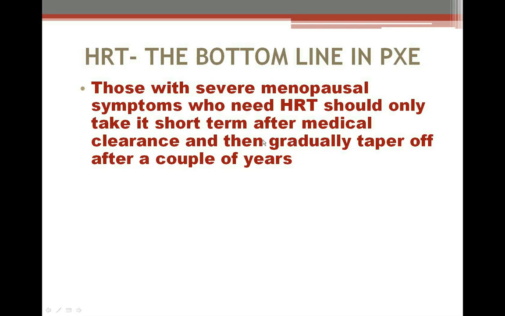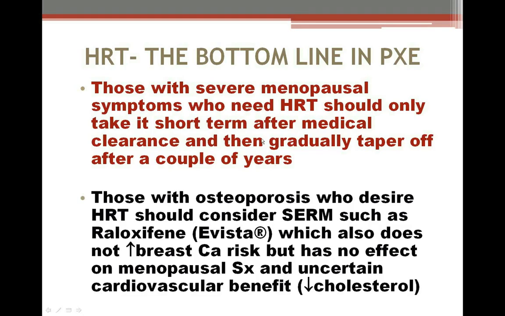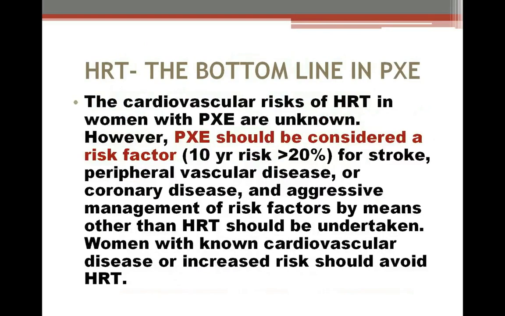Those who have severe menopausal symptoms who need hormone replacement therapy because of the severity of their symptoms should only take a short term, less than 2 years and probably a year or less if possible, after medical clearance and then just taper it off. Those with osteoporosis who desire hormone replacement therapy can consider what's called a selective estrogen receptor modifier, such as raloxifene or Evista, which has no effect on menopausal symptoms, but it may reduce cholesterol and improve bone density, and has no effect on breast cancer risk because it doesn't affect the breast estrogen receptors.